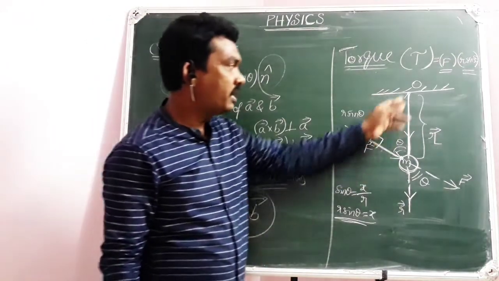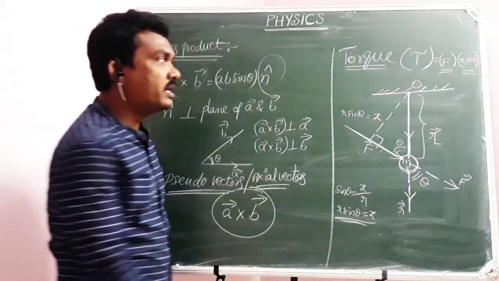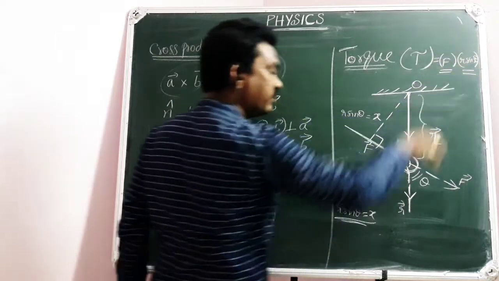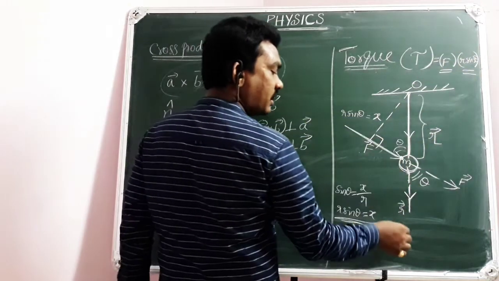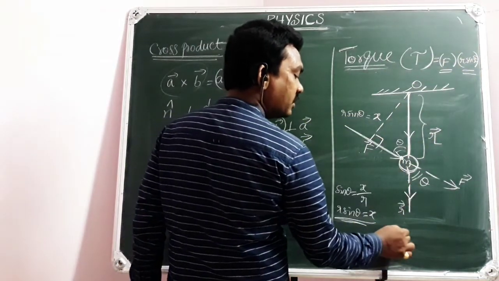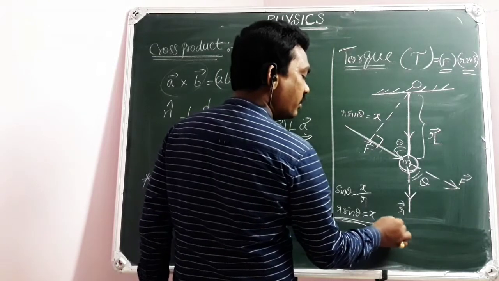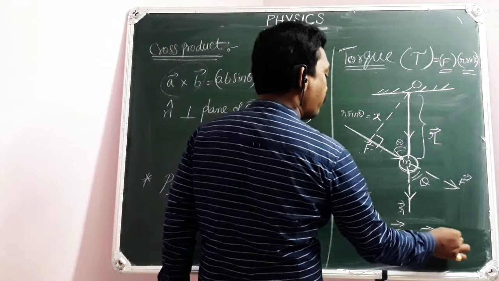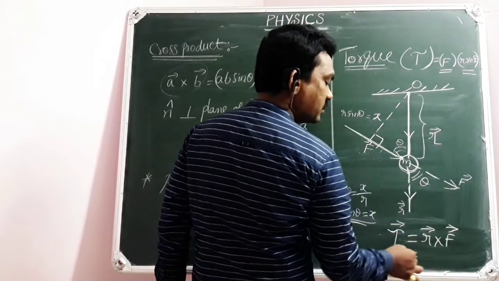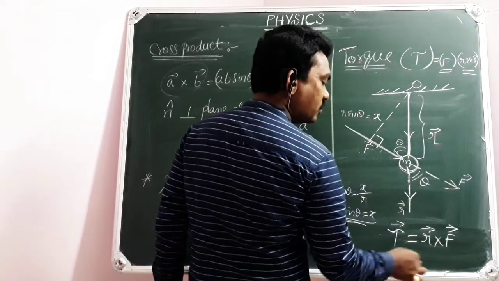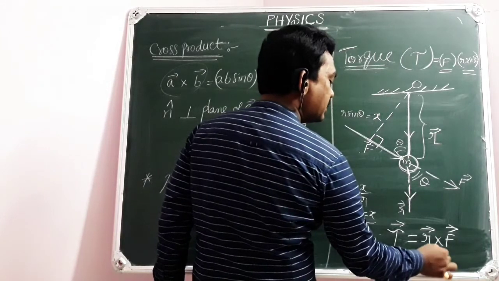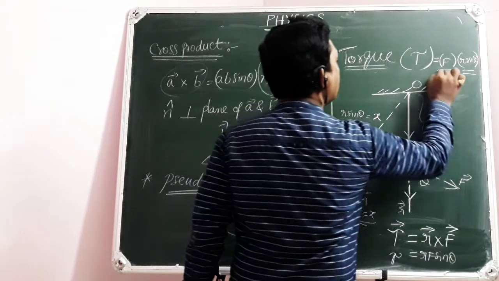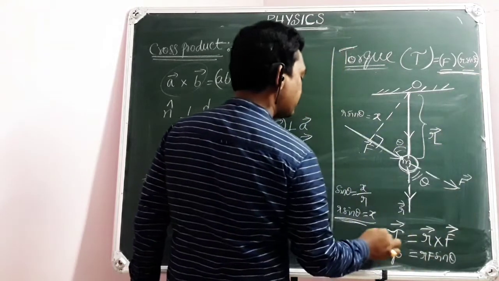In vector form, it is F bar and this is r bar. Ultimately, it is F r sin theta, which can be written as, and here I am writing a very important equation, tau bar will be the cross product of r bar and F bar. Tau is equal to r F sin theta, which syncs here with this formula.